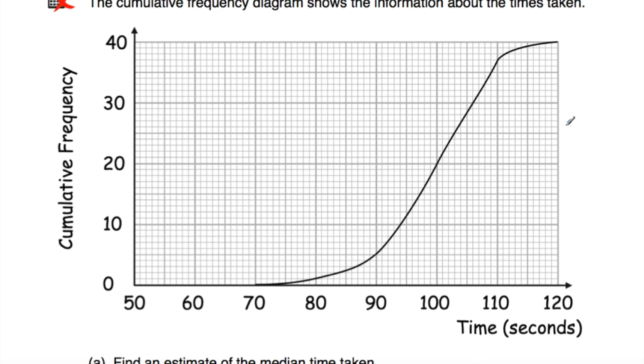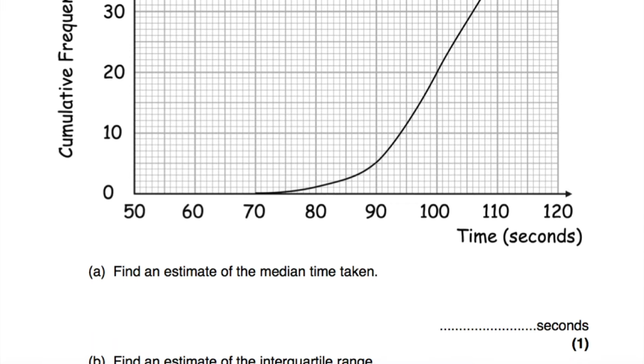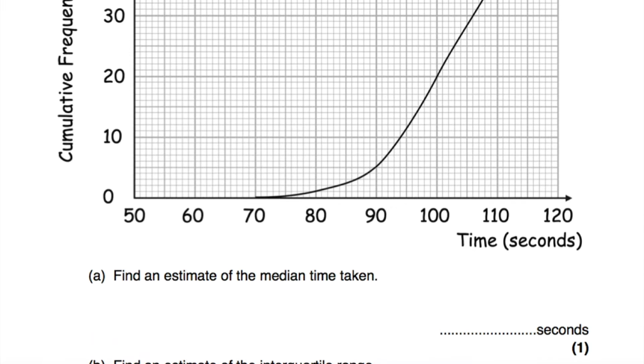If we have a look here, we've got the cumulative frequency diagram, and it starts here, the first category started at 70, and it goes up here, and the cumulative frequency has gone up to 40, which we were told in the question was 40 people. And part A says find an estimate for the median time taken.